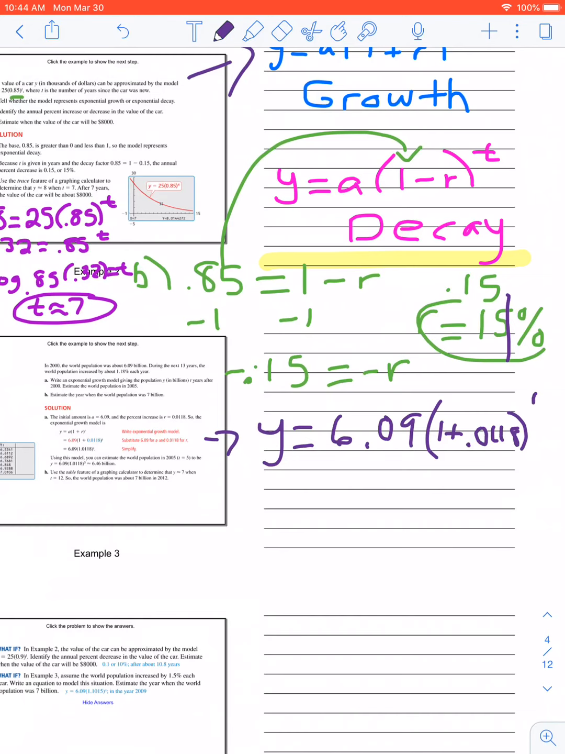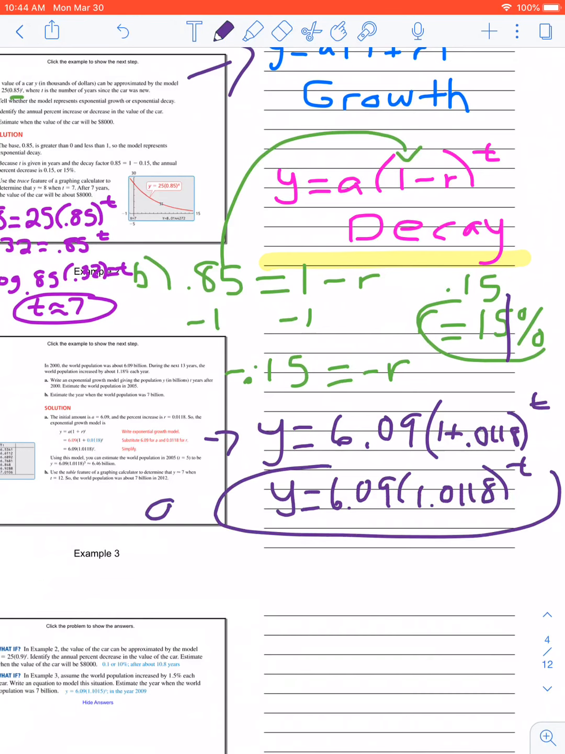And then I don't know my years yet, so I'm going to put a t there because right now I'm just putting the equation. So my answer here, for the equation, would be y equals 6.09 times 1.0118 to the t. So that would be my equation for letter A.